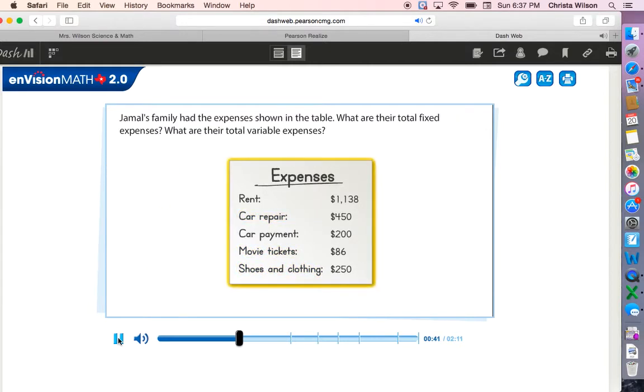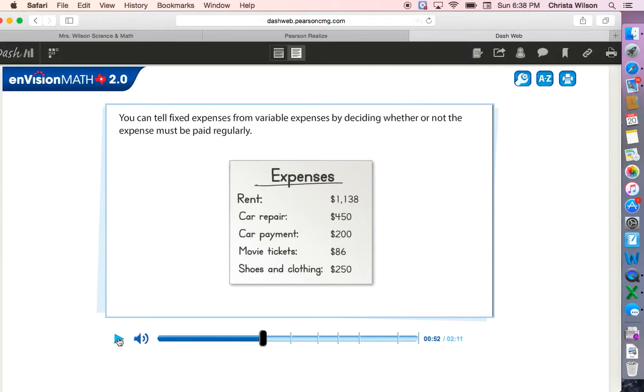Jamal's family had the expenses shown in the table. What are their total fixed expenses? What are their total variable expenses? You can tell fixed expenses from variable expenses by deciding whether or not the expense must be paid regularly.